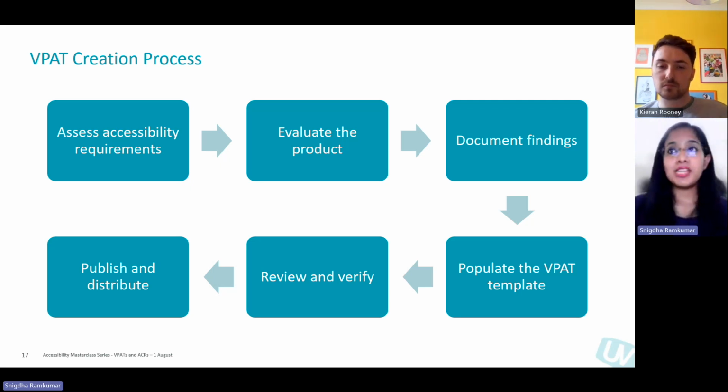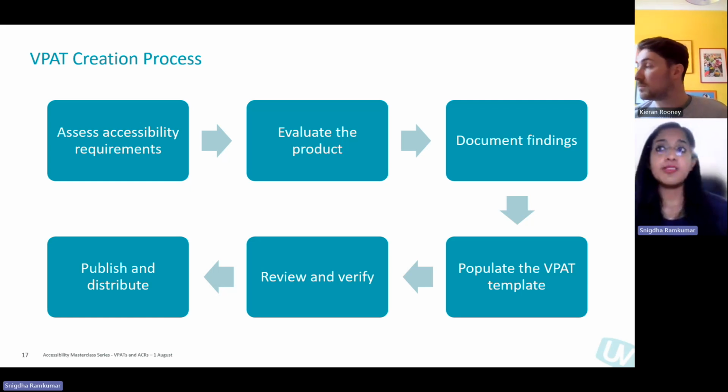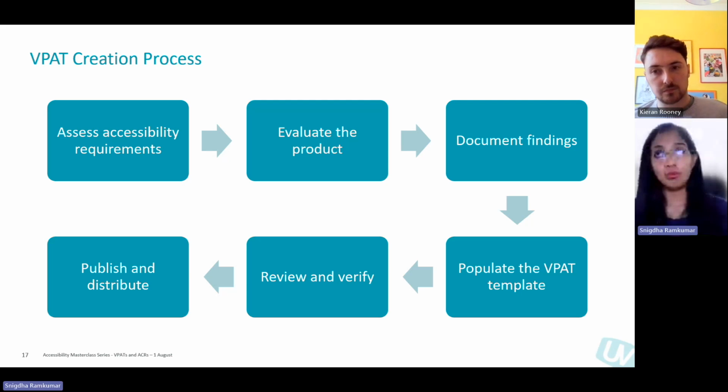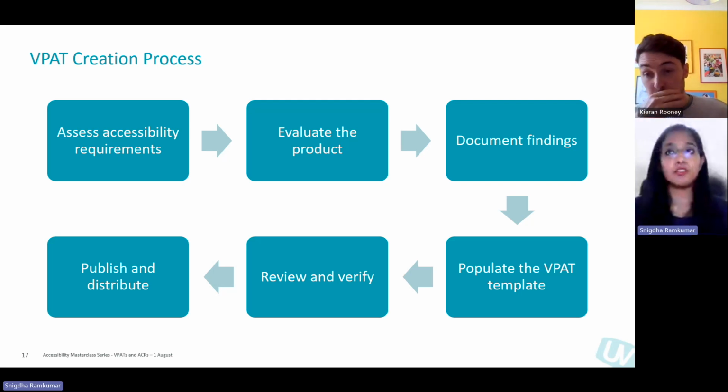Review the VPAT internally for accuracy and completeness, and also ensure that the VPAT aligns with the latest accessibility standards and guidelines. So for example, if you're using WCAG, try to ensure that it is against WCAG 2.2, which is the most recent version. And finally, once all this is done, you can move on to publishing and distributing. So finalize the VPAT document and make it available to stakeholders. And if you're a vendor, distribute it to potential customers, procurement teams, and regulatory authorities as required.